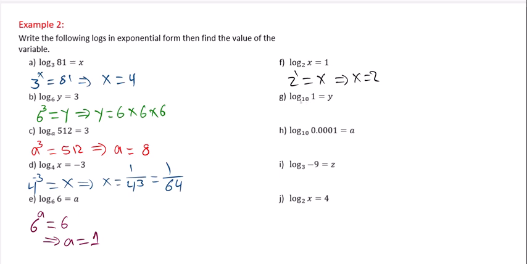Okay, G, here we have log to base 10 of 1 equals y. It means 10 raised to the power y equals 1. So, guys, 10 to the power of what number equals 1? I know that 10, or any number, raised to the power of 0 equals 1, and that means y equals 0.